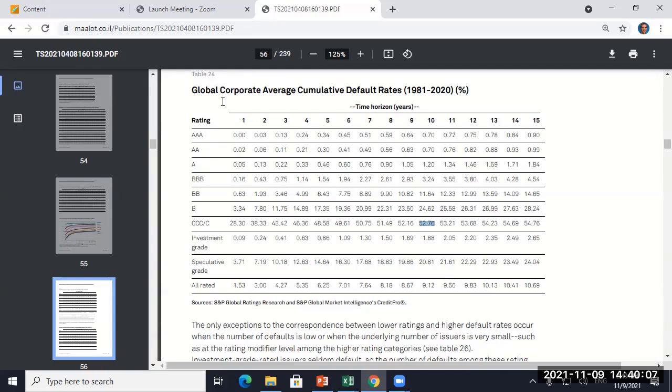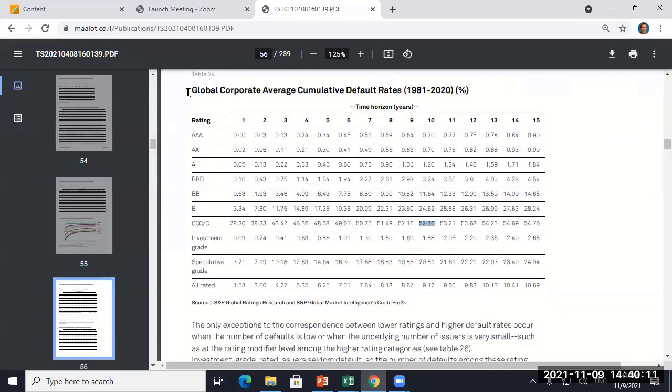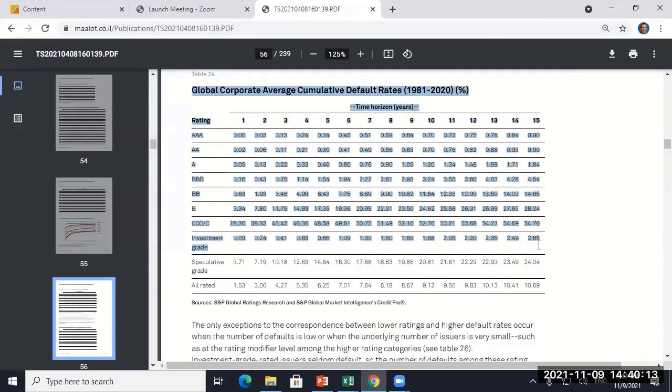So this is a great table right here, and this goes through 2020. So this is something I would be carrying in my wallet. If I was interviewing at a bond firm, I would just have this column memorized.